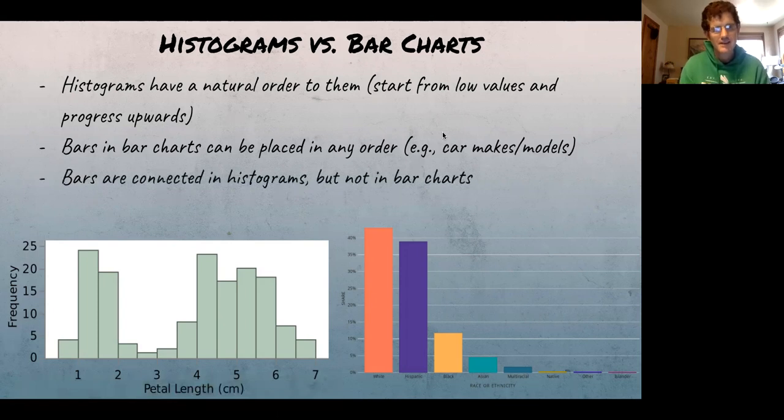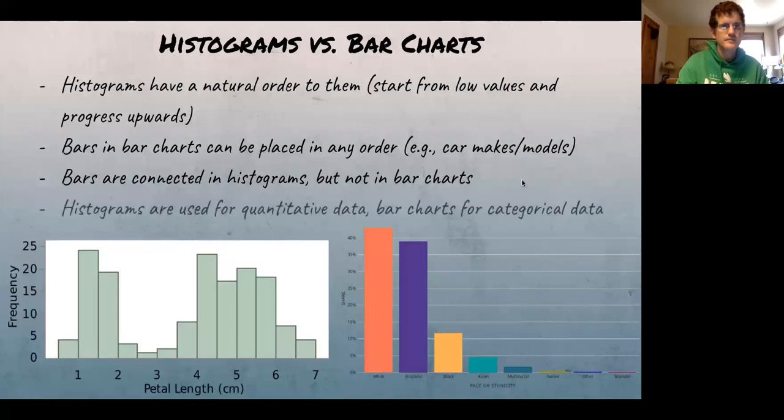Bars are connected in histograms. This is a representation thing, the way that we show it. In bar charts, we do keep the bars separate. So if you ever see them connected, that's not good chart design. And of course, the last thing is the very first thing I said. Histograms are for quantitative data and bar charts are for categorical data. Okay.